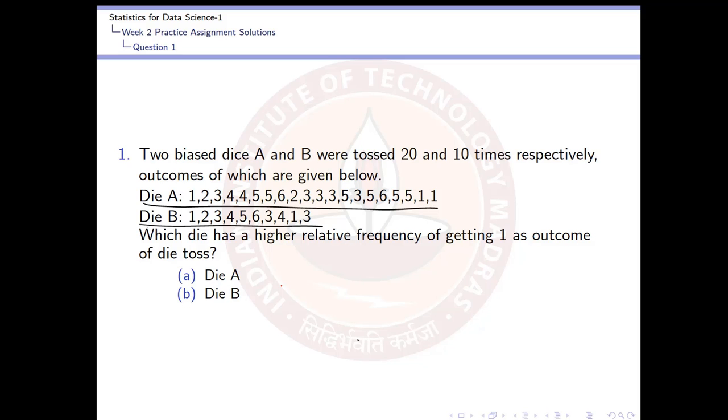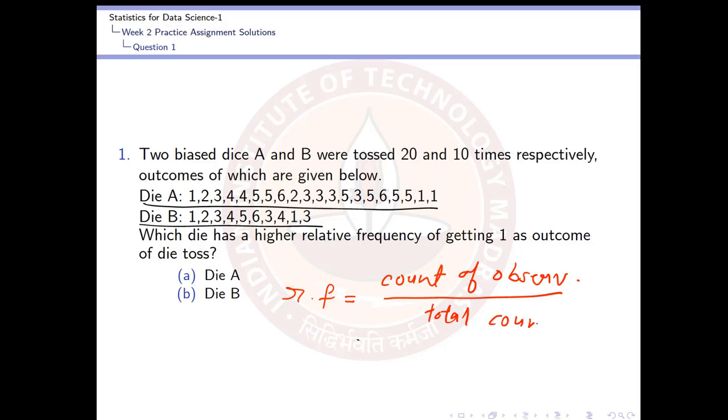So how do we define relative frequency? Relative frequency for a data point, for a case or for an observation is defined as the count of observation upon total count. That's how we define the relative frequency. Now for die A, I have to find the relative frequency of getting 1.